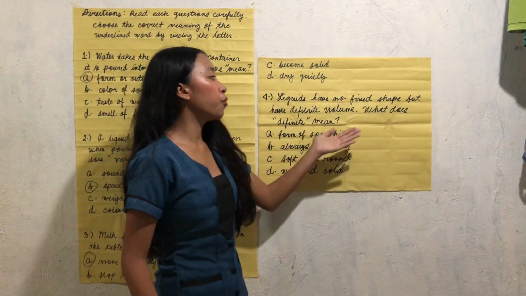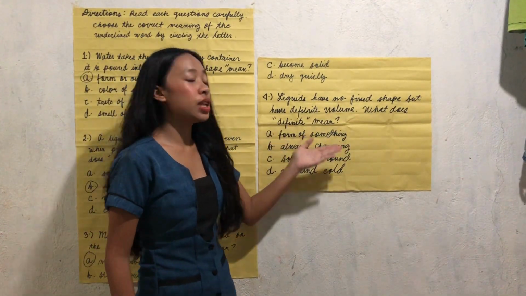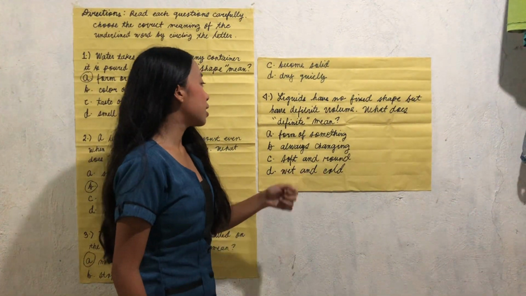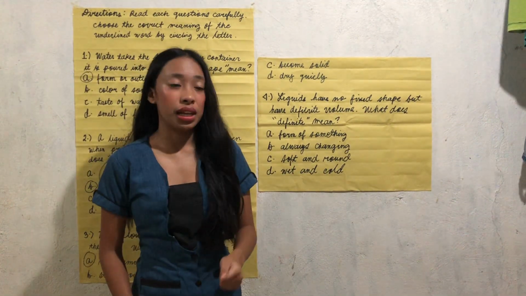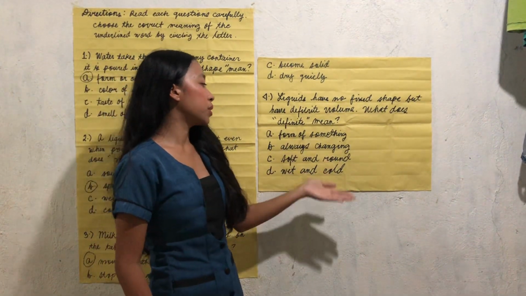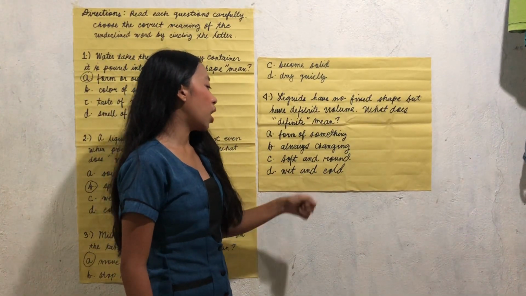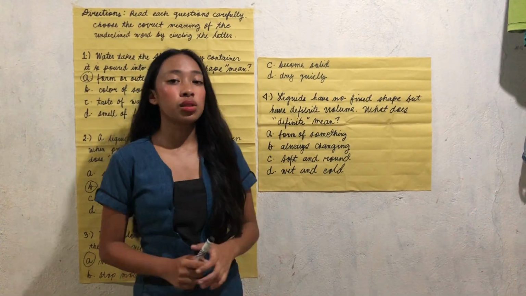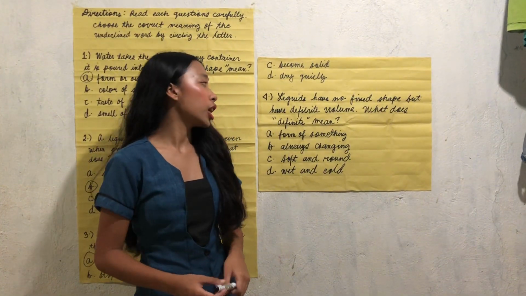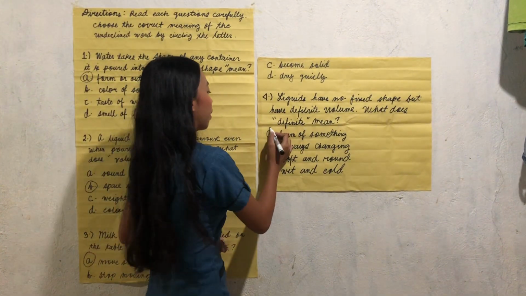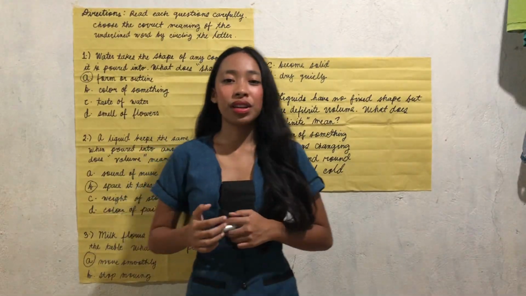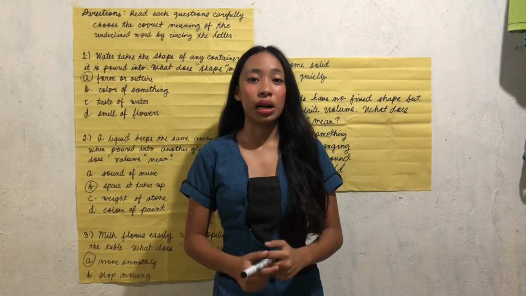Number 4. Liquids have no fixed shape but have definite volume. What does definite mean? A. Form of something. B. Always changing. C. Soft and round. D. Wet and cold. The answer is letter A. Okay, very good. Very good, children. You did a great job today.